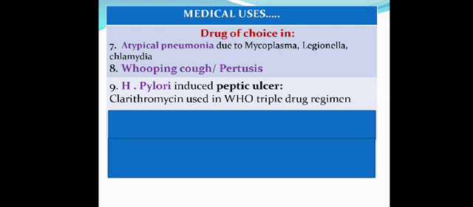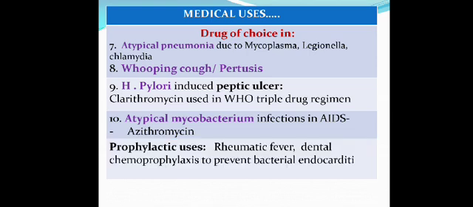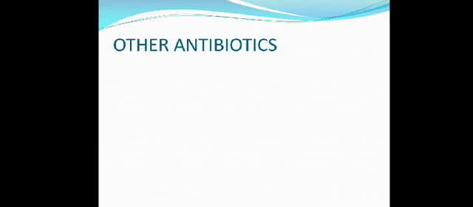Clarithromycin is used in the WHO recommended triple drug therapy of peptic ulcer. It is used for atypical mycobacterial infections in AIDS. We can use azithromycin, and prophylactically it is used for rheumatic fever and dental chemoprophylaxis for the prevention of bacterial endocarditis. Macrolides can be used as an alternative to penicillin in patients who are allergic to penicillins, and these are safe in pregnancy also.